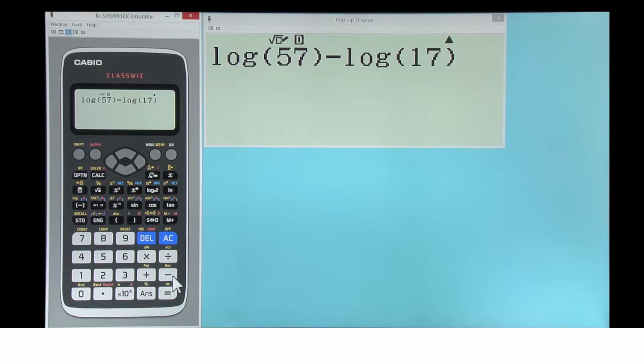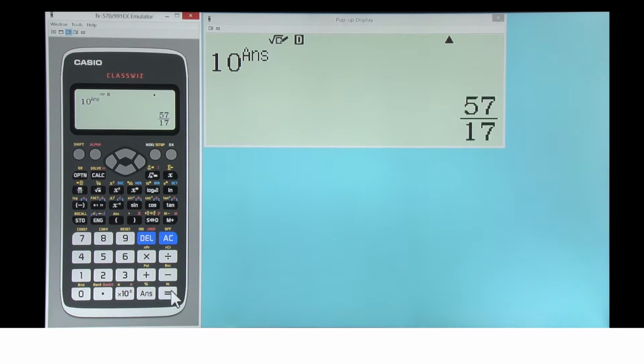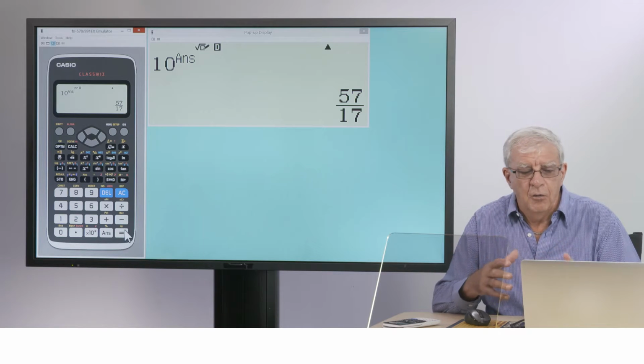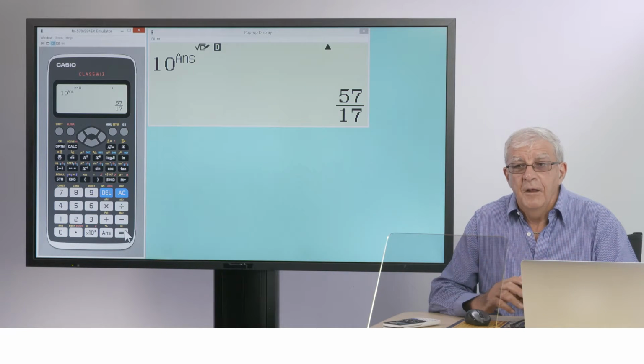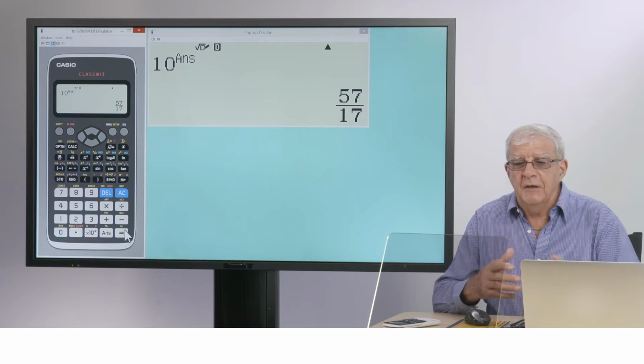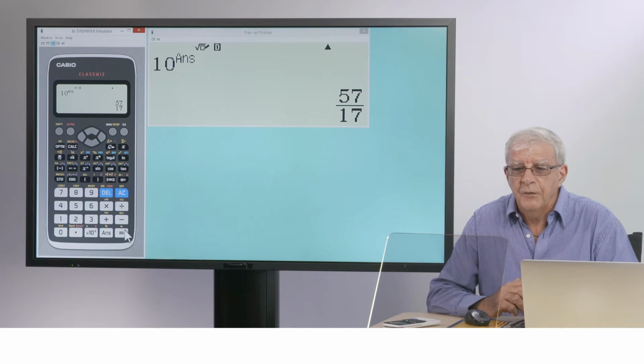And we get a certain result when we subtract one from the other. And if we raise 10 to the power of that result, we'll get the result 57 divided by 17. So students can see how logarithms work, and they need to understand something about indices, but the ClassWiz helps them with that as well.